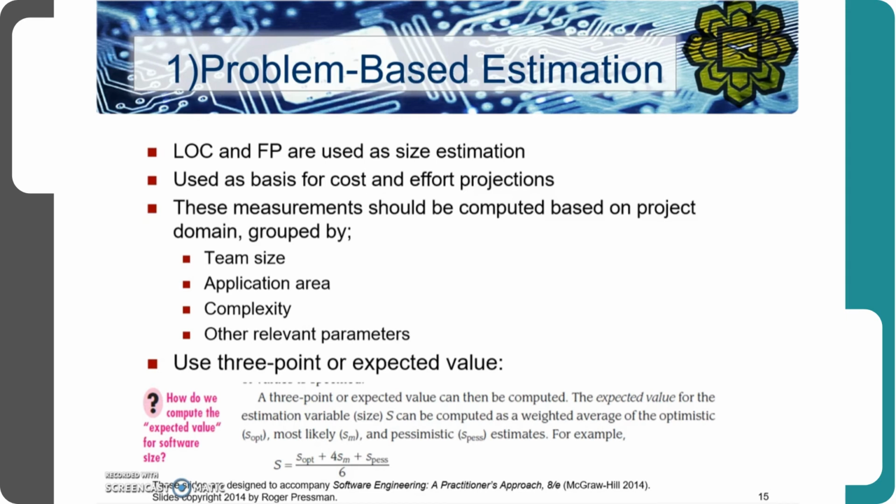So to be specific, we can use this three-point or expected value. We can calculate the expected value for the estimation, say S for size, as the weighted average of the optimistic size, plus the most likely size multiplied by 4, plus the size for the pessimistic estimate. So we calculate this and we find the average value.